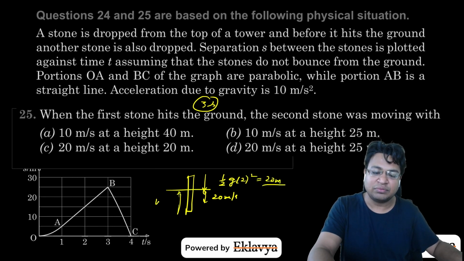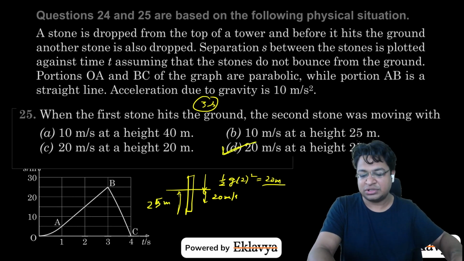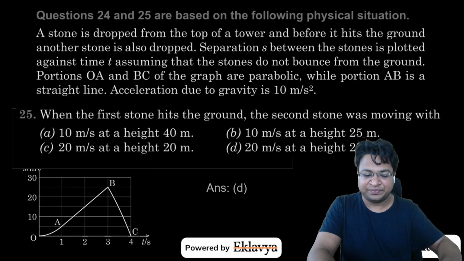So the height from the base would be 25 meters because the overall height of the tower was 45 meters. So 20 meter per second at a height of 25 meters. So the D option is the correct one, as we can see here. So D option is correct. All right, students.